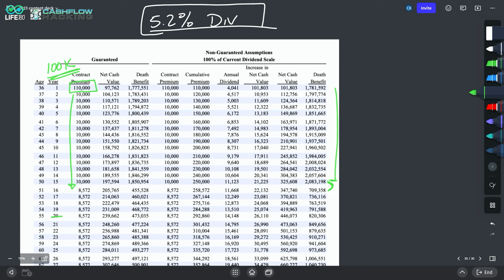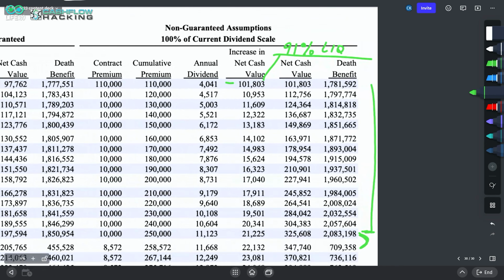Now, let's take a look at this. This is a pretty awesome policy, right? You've got $110,000 going in year one with almost $102,000 of net cash value. So we're looking at about 91% liquidity, or net cash value, in the policy right here in year one. In year two, you can see we put in this $10,000 in premium, and the policy grows here by $10,953.